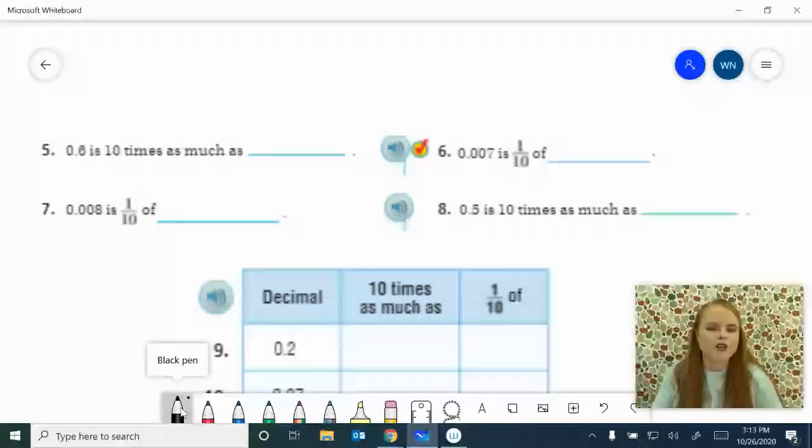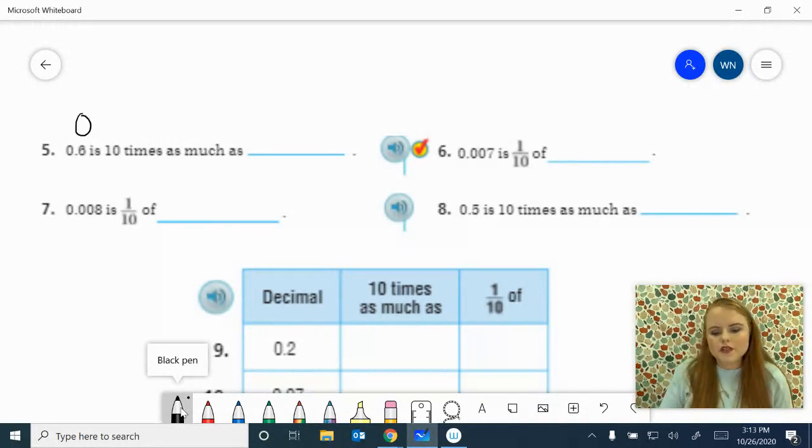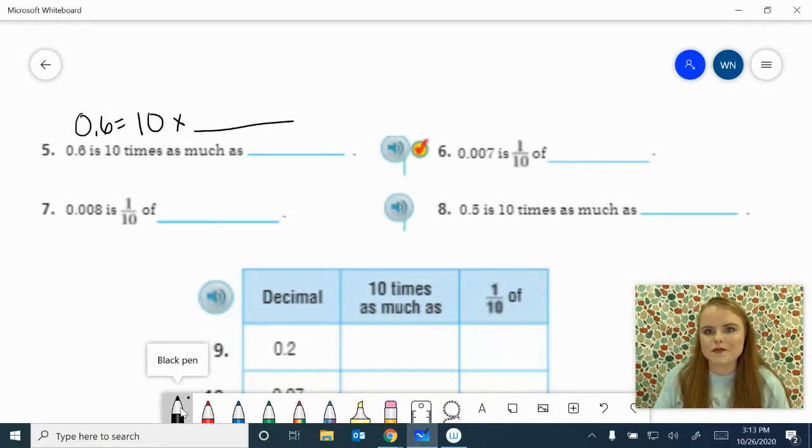I'm going to set this one up for you to make sure we're understanding it. So it's saying 6/10 is 10 times something. So if 6/10 is 10 times something, that means 6/10 is the bigger piece. We want the smaller number here. So think what you're going to do to find the smaller number. Go ahead, put your answer in and come on back.